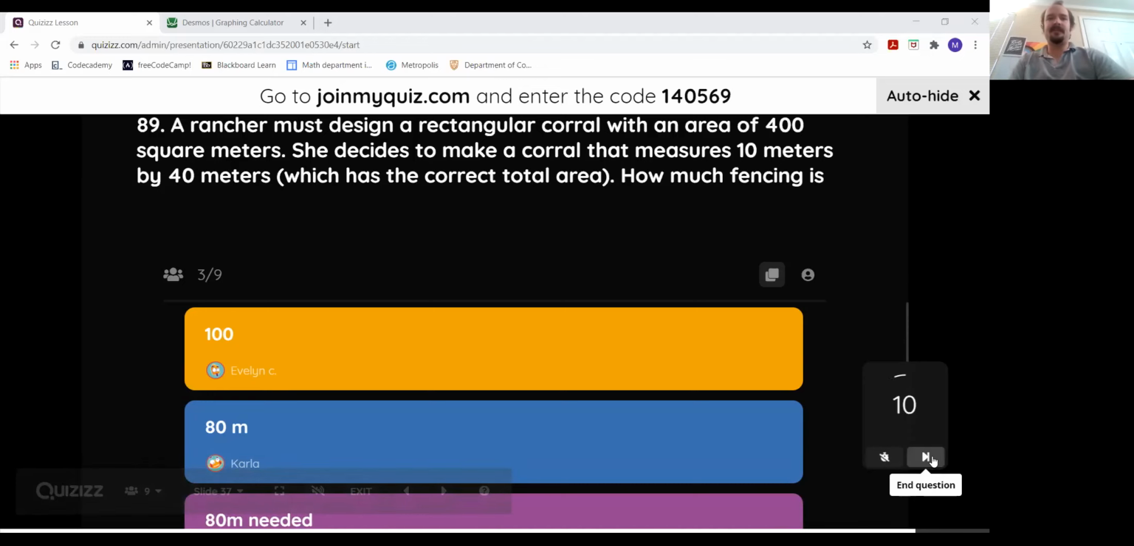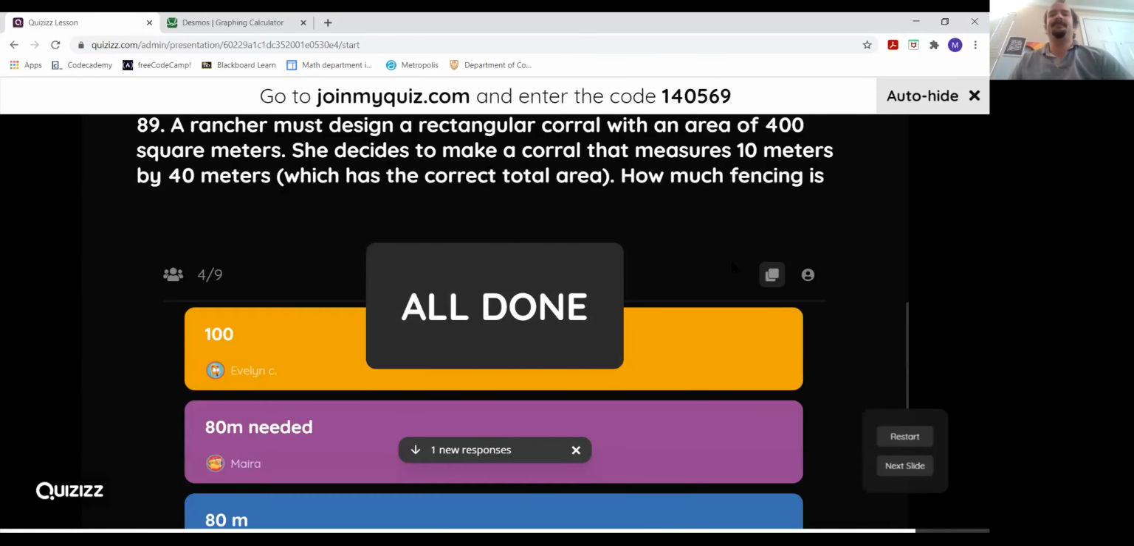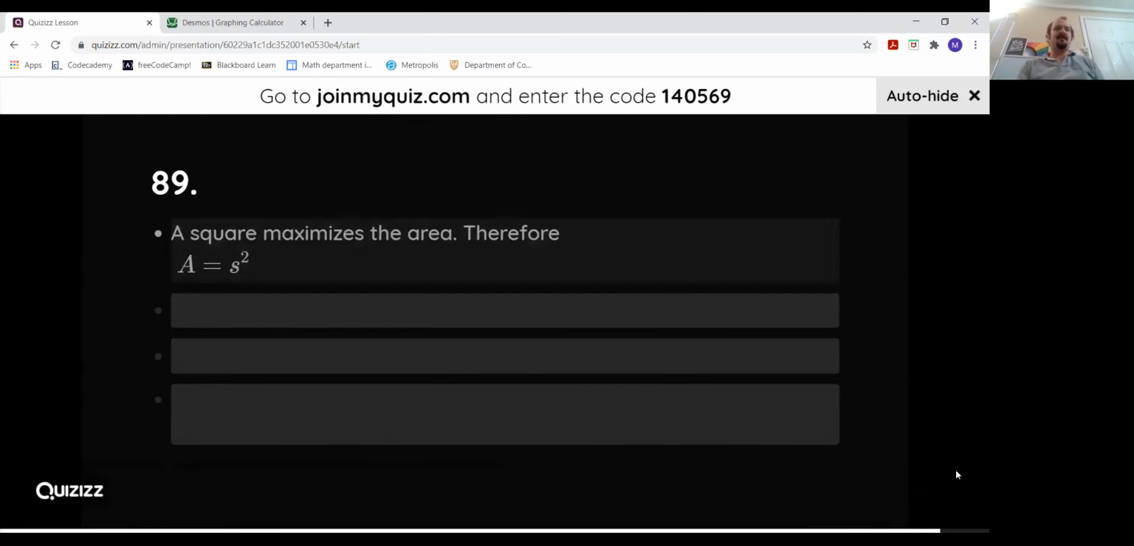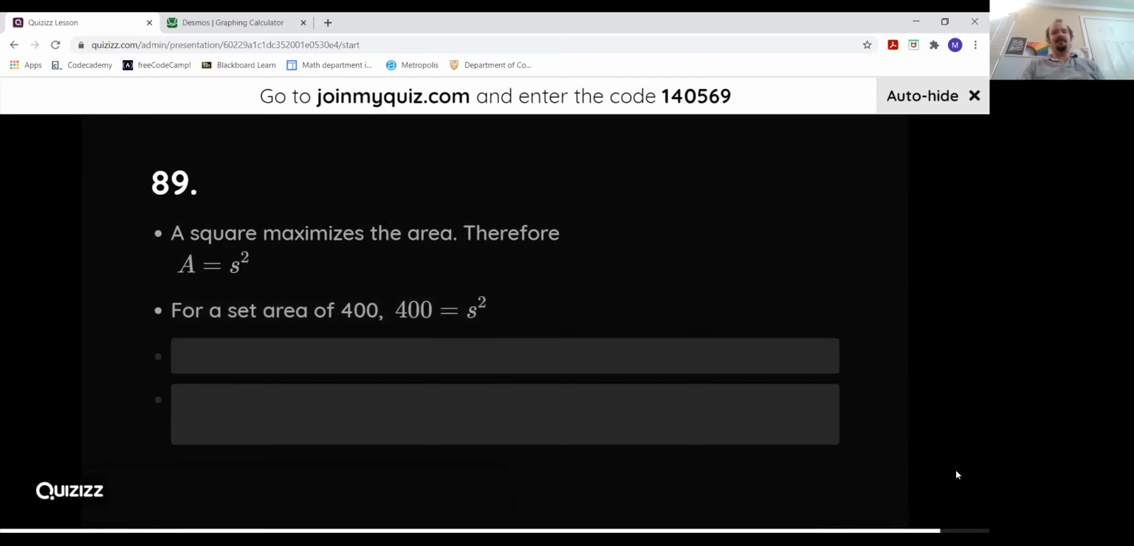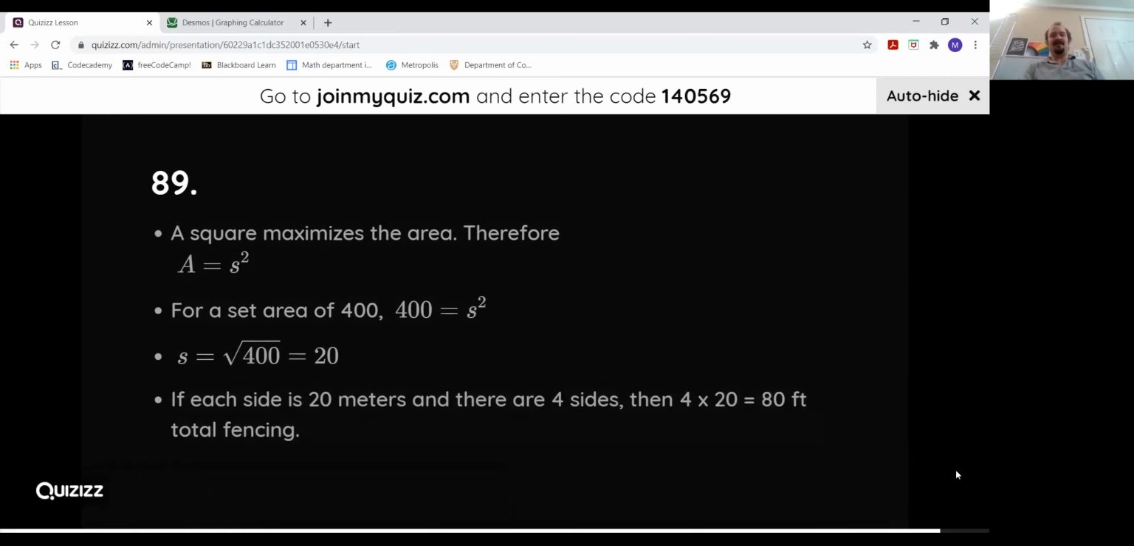Yep. That's it. And then there's one last question. And it is, I don't know, it is a lot, if I'm being honest. And so I kind of worked through it. So a square maximizes the area. So if we're going to do this, we want something that is what? 20 meters in each side. If we have 20 meters each side, it's going to be 80 meters total fencing versus the 100 that she was doing the other way.